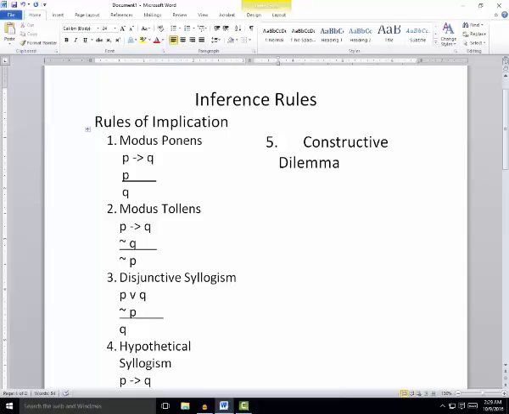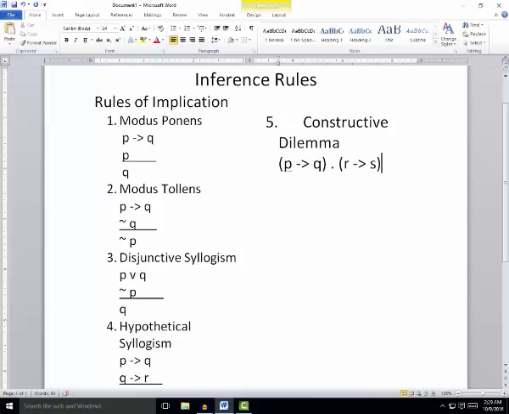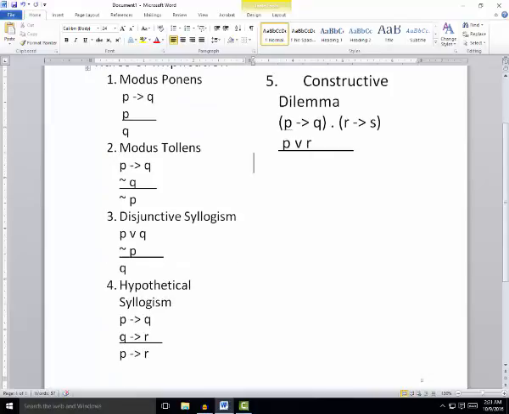The first premise is a combination of two conditional statements. It says P implies Q and R implies S. And then the second premise is either P or R. And you'll notice that the either-or statement, the two disjuncts on either side of the wedge, are the antecedents of the conditional premise. So if one of those antecedents is true, we can draw the conclusion that one of the consequents has to be true. So we can conclude either Q or S.